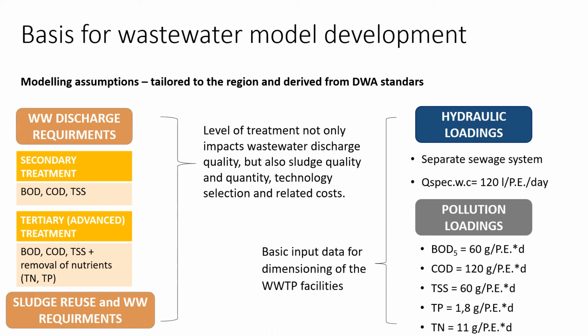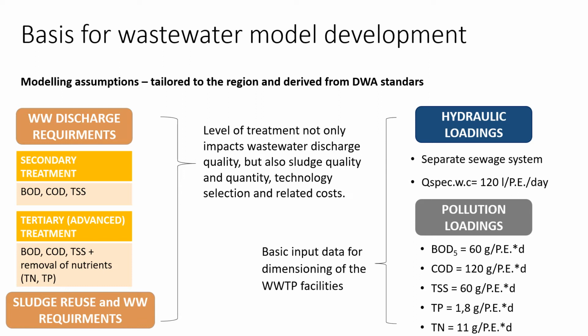The treatment model is based on discharge requirements set in the Urban Wastewater Directive. Secondary treatment is obligatory for agglomerations above 2,000 population equivalents, and tertiary treatment or advanced treatment is obligatory for agglomerations above 10,000 population equivalents in designated sensitive areas and their catchments. So these are two criteria giving us the effluent requirements on which the treatment process is based. In addition, the model takes into account requirements for sludge and wastewater reuse.